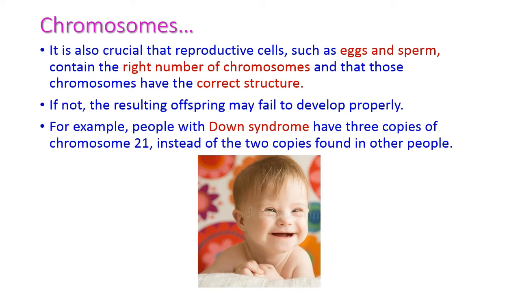It is also crucial that reproductive cells such as eggs and sperm contain the right number of chromosomes and that those chromosomes have the correct structure. If it is not happening in a correct manner, the structure and number of chromosomes are not correct, the resulting offspring may fail to develop properly. For example, people with Down syndrome have 3 copies of chromosome 21 instead of the 2 copies found in other people.